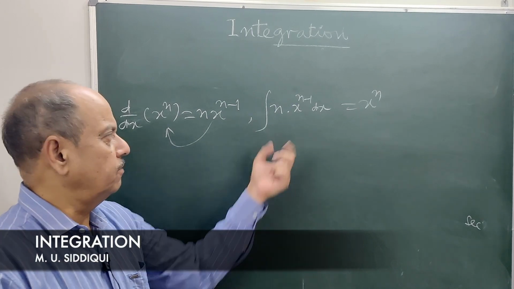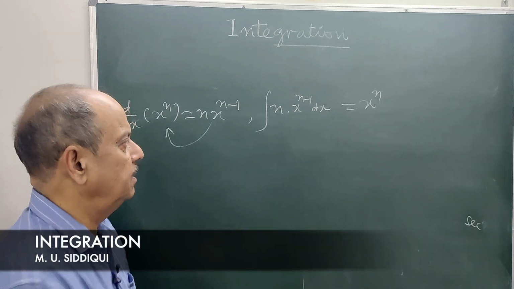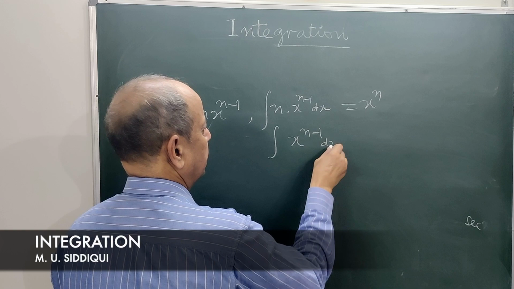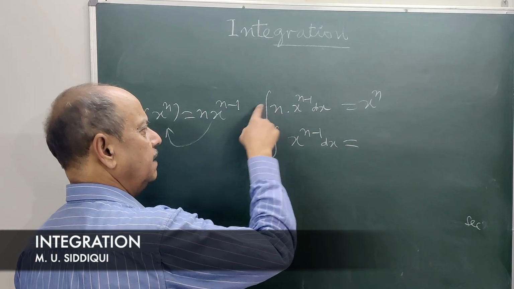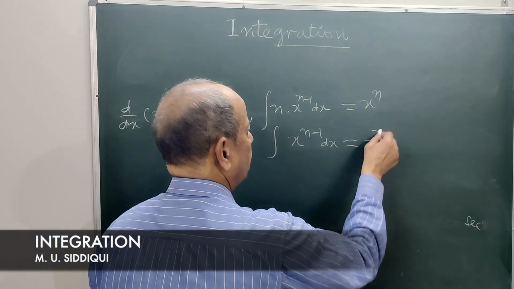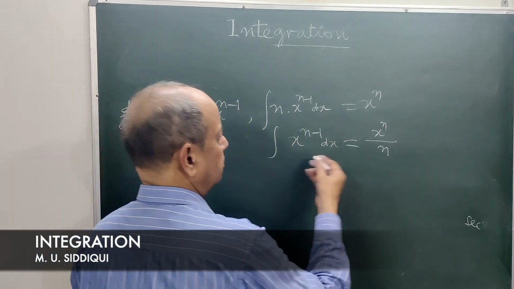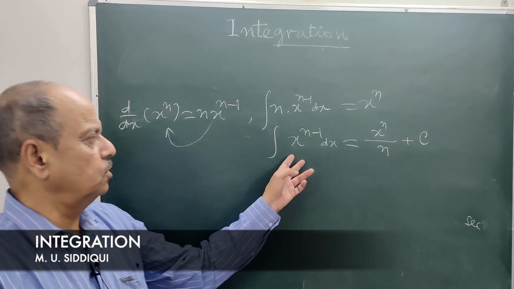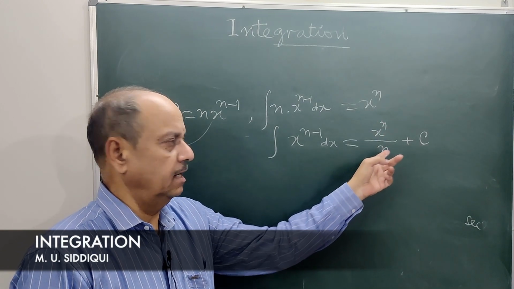But instead of learning a formula in this form where something has been multiplied also, we will prefer writing it this way: x to the power n minus 1 to be integrated with respect to x. This constant can be taken out and transferred to the other side, and it will become x to the power n divided by n. And of course, we will be putting plus constant. Integral of x to the power n minus 1 dx is equal to x to the power n divided by n plus c.